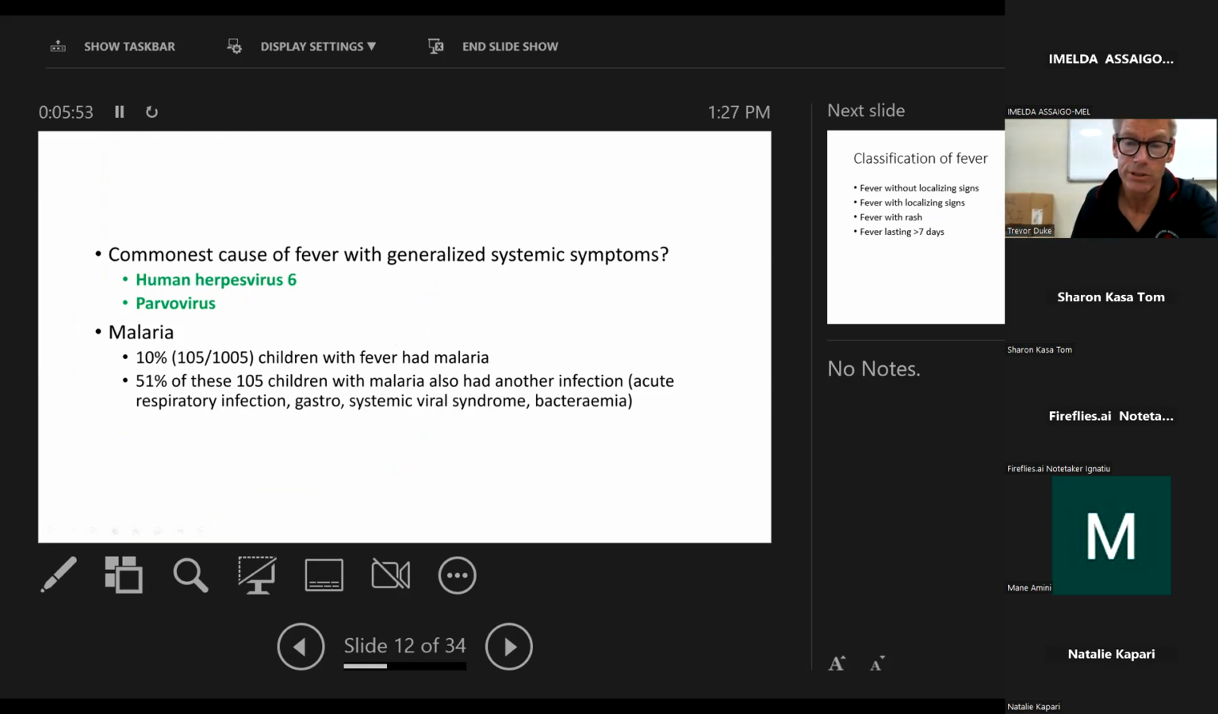And 10% of this cohort had malaria. So malaria hasn't gone away from being a cause of fever. 10% of these children, 3,000 children, actually had malaria.